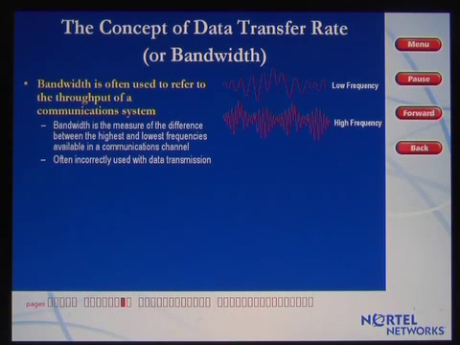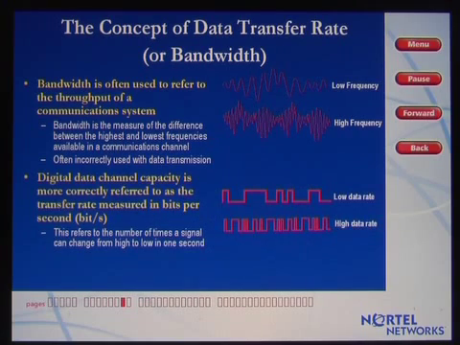Bandwidth is a measure of the difference between the highest and lowest frequencies available in a communications channel. Bandwidth is often used to refer to the throughput of a digital data transmission system, but it is only indirectly related to throughput.